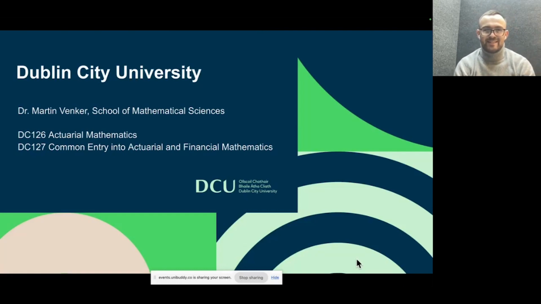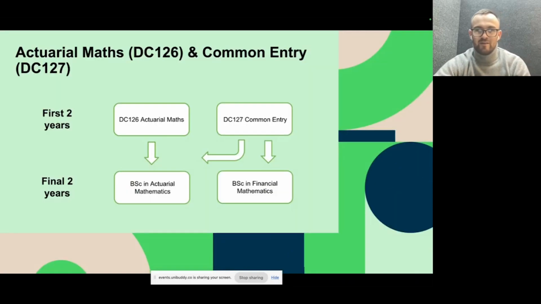So yes, DCU actuarial maths or actuarial and financial maths. Which one is for you? What's the difference? Let's talk through it, okay? First of all, whether you choose actuarial maths or financial and actuarial maths in years 1 and 2, you can do the switch after the first 2 years. So it's not the end of the world which one you pick.